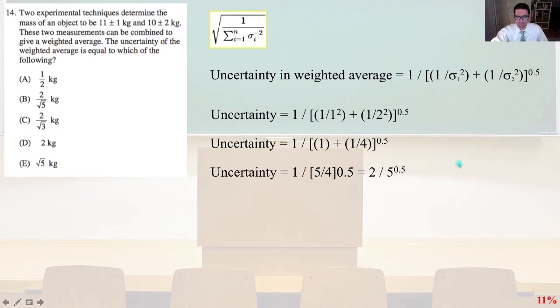So let's plug in our numbers for the uncertainty in the mass of the object. So 1 divided by the quantity 1 divided by 1 squared plus 1 divided by 2 squared, square root. So just take it through and you can see that the uncertainty equals 1 divided by the quantity 5 over 4, square root. So the 4 you can take the square root of. It's in the denominator of the denominator, so move it upstairs. The square root of 4 is 2. It goes upstairs. We still have our 5 in the denominator. And that just simply equals 2 divided by the square root of 5. That is answer B.